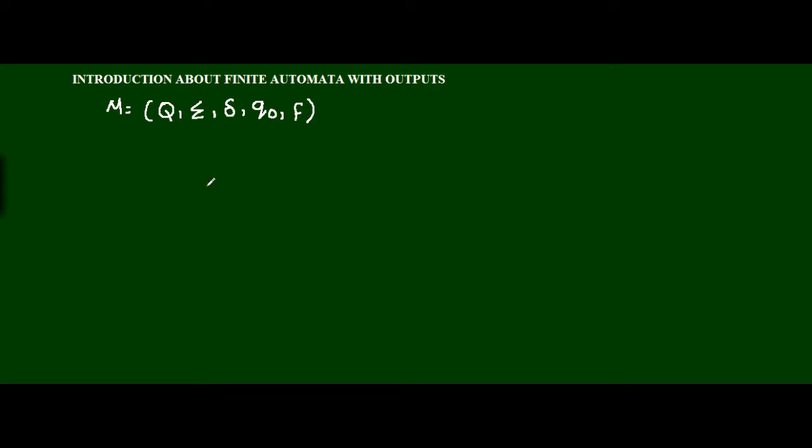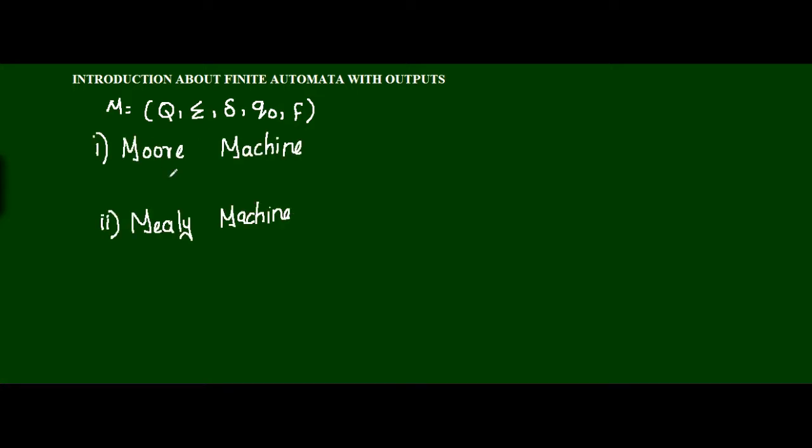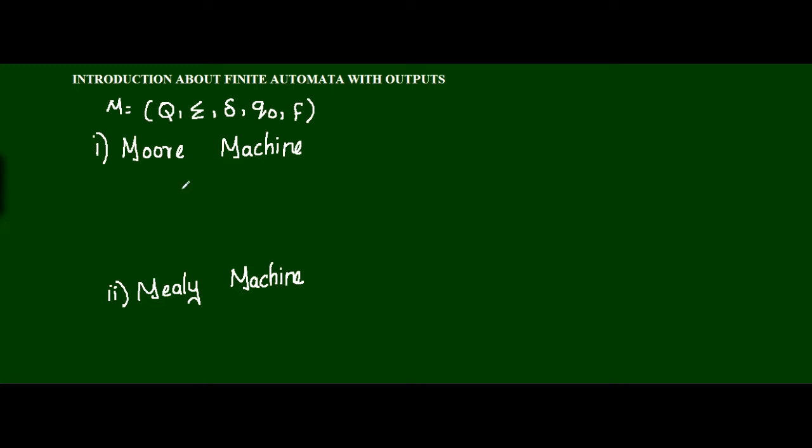There are 2 types of automata with output. One is the Moore machine, another one is the Mealy machine. In the Moore machine, output depends only on the present state, whereas in the Mealy machine, output depends on the state and also the input at any instant of time. And the Moore machine consists of 6 tuples. They are Q, sigma, del, the transition function, lambda and Q0.